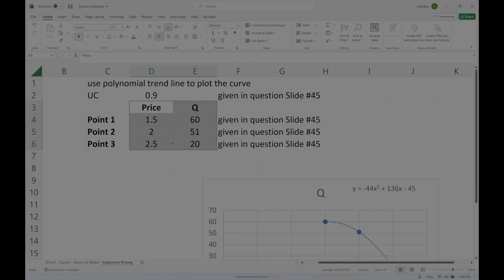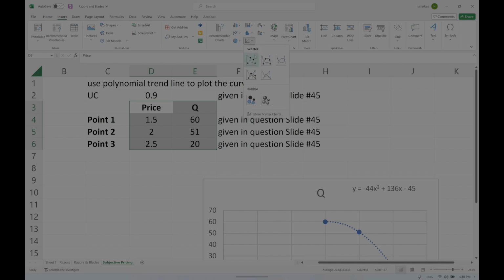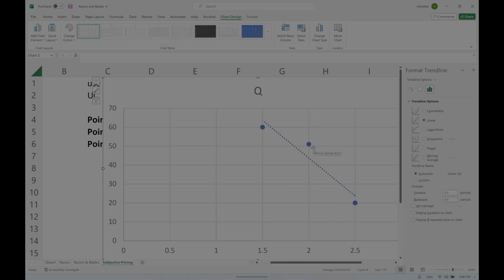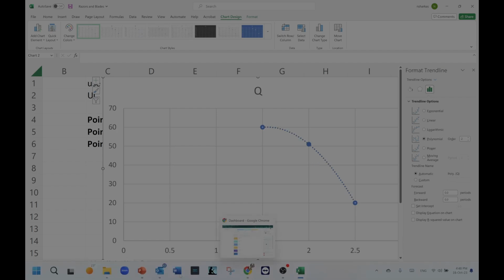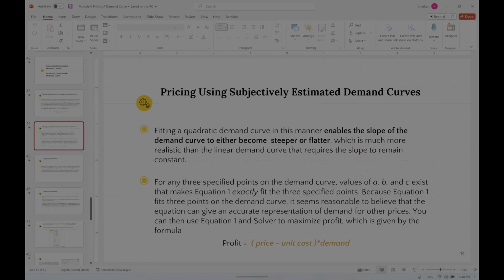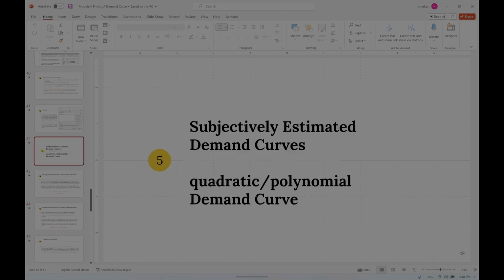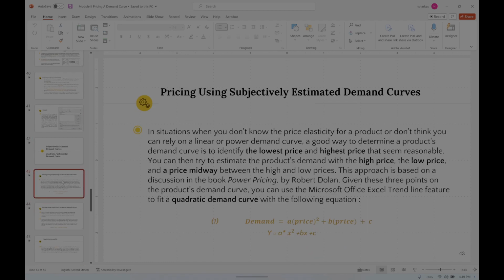Now we are going to select the price and the quantity, without these points, and insert a scatter plot. Basically we don't have to change any rows and columns. We add the trend line. Oh, it's linear? No, it's polynomial of order 2. Why is this so? In mathematics, a polynomial curve is more of a subjective representation of the price versus demand.